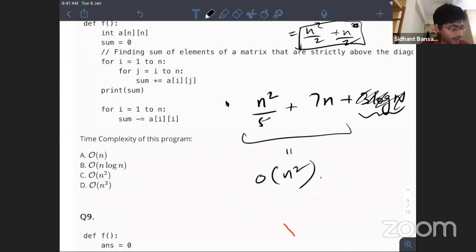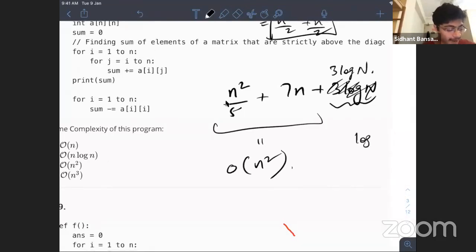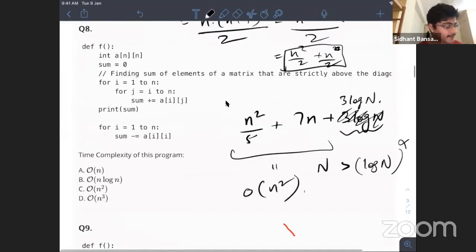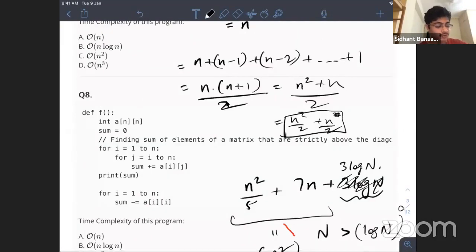Otherwise, for something like 3 log n, anything to the power log n, that is, log n to the power alpha, is generally considered smaller than n for any positive alpha, even log n to the power 5. Although for practical purposes it's not true, complexity analysis in itself is a theoretical subject. So anyways, this comes out to be n square by 2 plus n by 2, so we'll say it's order n square.